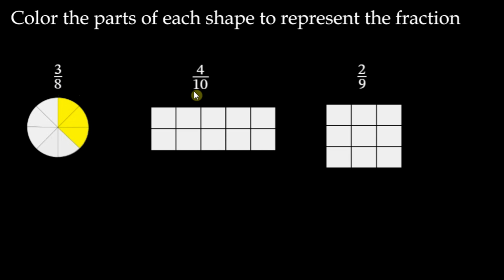Now in the next example, we are given a fraction 4 over 10 and a rectangle which is divided into 10 equal parts. Means we have to color 4 parts out of 10 equal parts. Again, we can color any 4 parts out of these 10 equal parts. So I am going to fill them with blue. This is 1, 2, 3, 4 parts colored out of 10 equal parts which represent the given fraction. In the next example, we have to color 2 parts out of 9 equal parts of the square. So I will color them in red. So this is 1, 2 parts colored out of 9 equal parts which represent the given fraction.